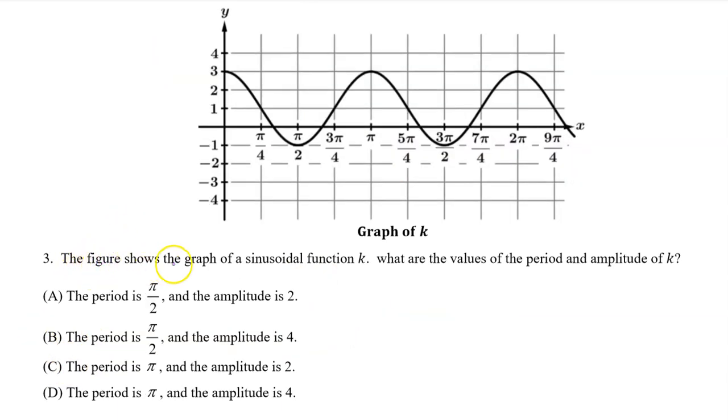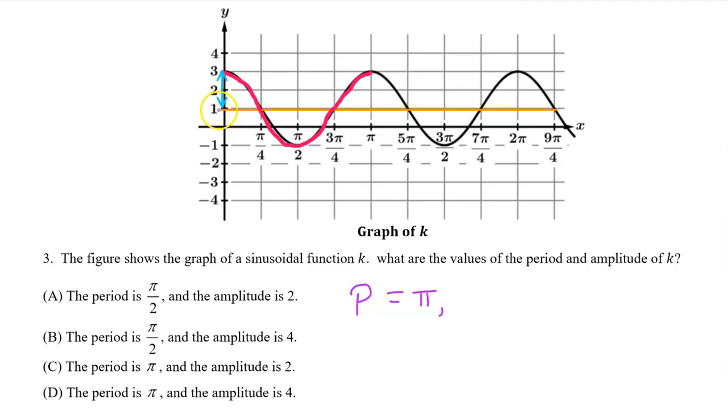Number 3. The figure shows the graph of a sinusoidal function k. What are the values of the period and the amplitude of k? One period of this function starts at 0 and ends at pi. So the period is pi.